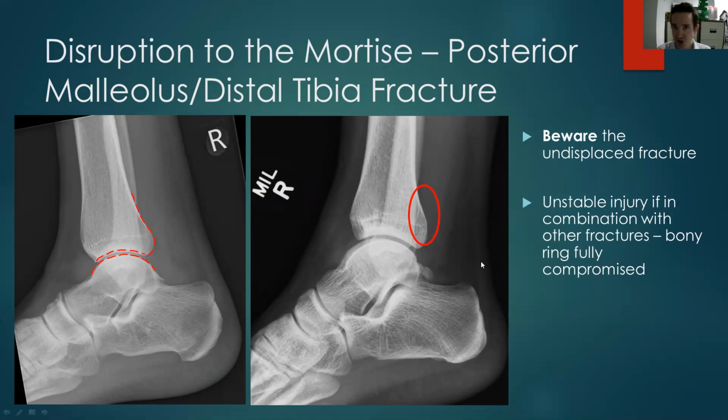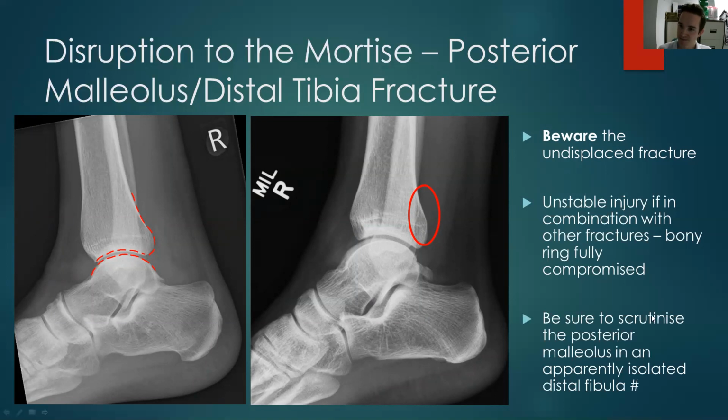Beware the undisplaced fracture. They're really subtle, especially as you often have superimposition of the distal fibula. And again, once we've seen one fracture, we have to be open to the possibility that there are more compromising the integrity of that bony ring. Again, it works both ways. If you're seeing an isolated distal fibular fracture all on its own, just be very careful and make sure you check this region of the posterior tibial malleolus also.